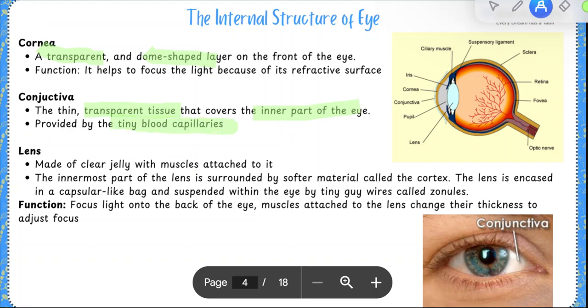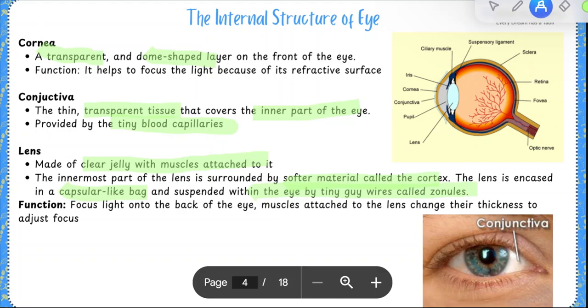Then you have the lens, which is made of a clear jelly with muscles attached to it. So, the innermost part of the lens is surrounded by softer material called the cortex, and the lens is encased in a capsular-like bag and suspended within the eye by tiny wires called zonules.